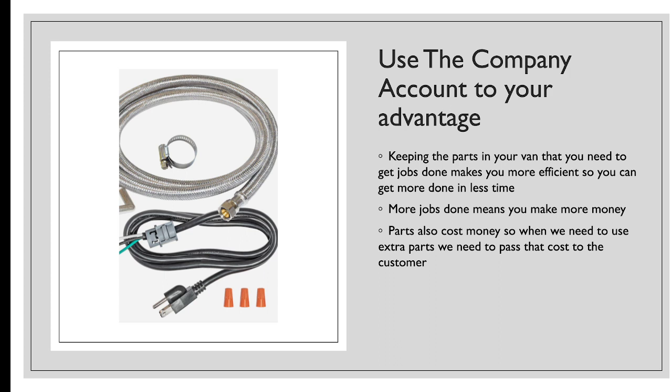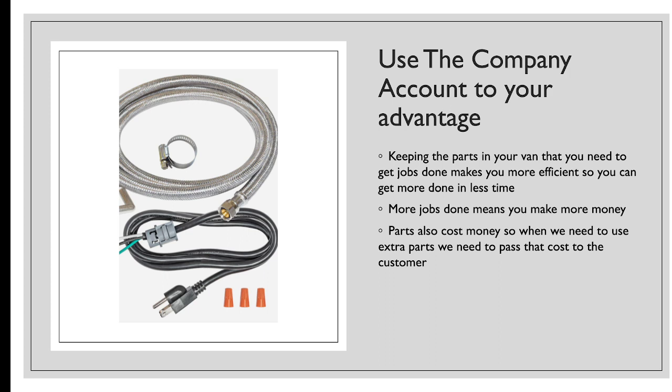If we keep these parts in our van, then we can get jobs done on the first trip. This makes you more efficient, you get more done in less time, and this means you make more money. So our goal for using the company account is to try to make ourselves the most efficient possible so that we can make the most money, make our time every day count.